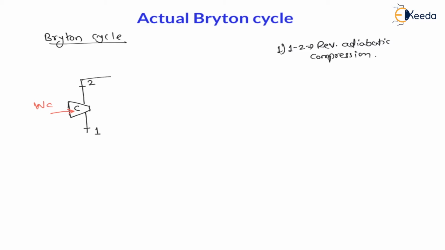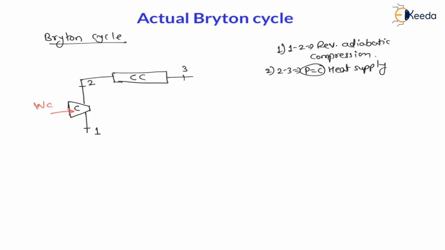Now 2 to 3, the heat is supplied in the combustion chamber. Here CC stands for combustion chamber. From 2 to 3, the heat is supplied in the combustion chamber, and this is a constant pressure process. Therefore the second process, 2 to 3, is constant pressure heat supply in the combustion chamber. Once the heat is supplied, the gas inside the system reaches the maximum temperature, which is called T3.